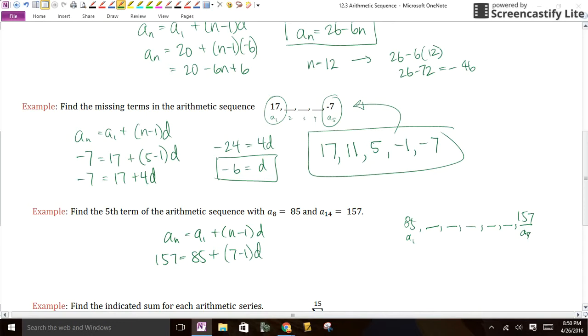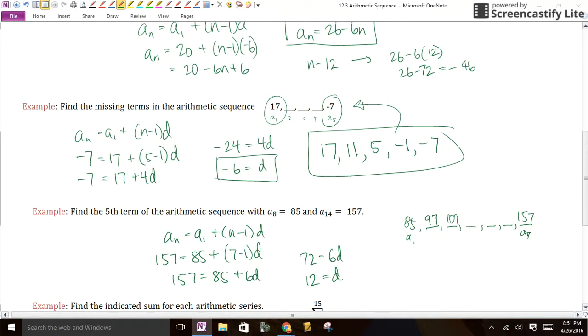And now I can solve for d. So I can say 157 is 85 plus 6d. I can subtract the 85 and get 72. So 72 is equal to 6d, which means that divide by 6, and I think 12 is equal to d. So they are adding 12 every single time. If you wanted the next number, it'd be 97. If you wanted the next number, it'd be 109. Awesome. But they didn't ask for that.